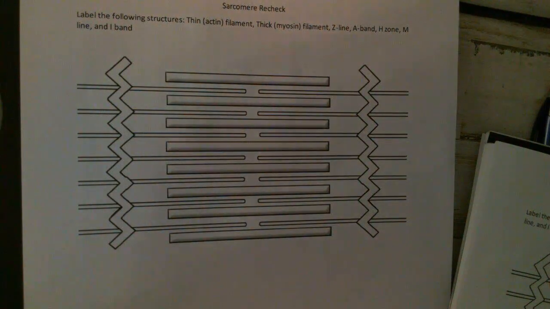Good morning. This video is going to quickly go over the parts of a sarcomere. So the sarcomeres are the individual units that are found in the muscle fiber or the muscle cell. Remember that a muscle fiber is the same thing as a muscle cell. We just call it a muscle fiber.